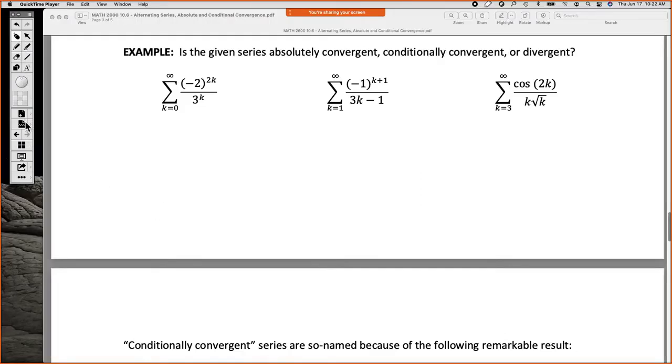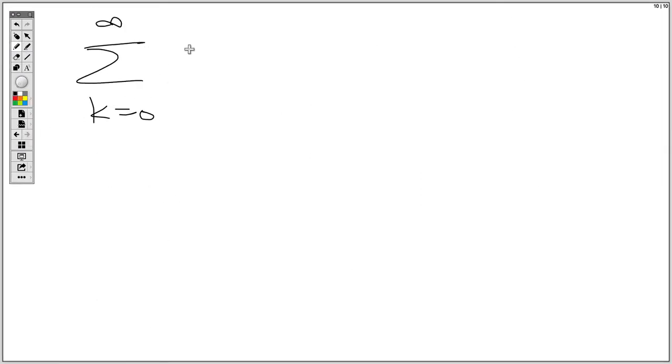What was it? Negative 2 to the 2k over 3 to the k. And there's lots of different ways we could go on this one, folks. So when you look at that series, what do you see? Can you pick out what kind of series it is just by looking at it? Can you think of a test that would be easy to use on it?